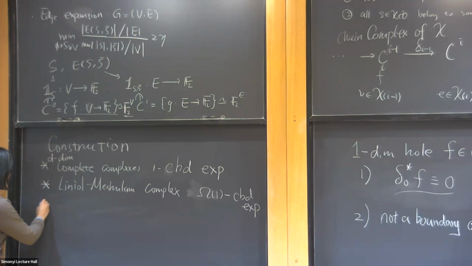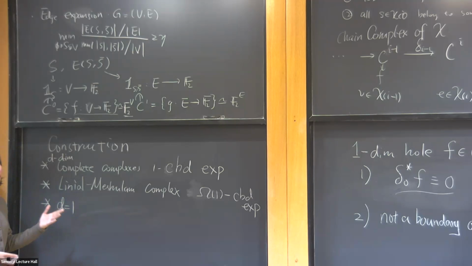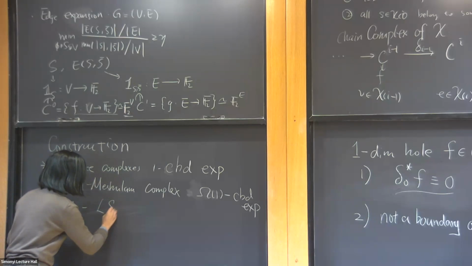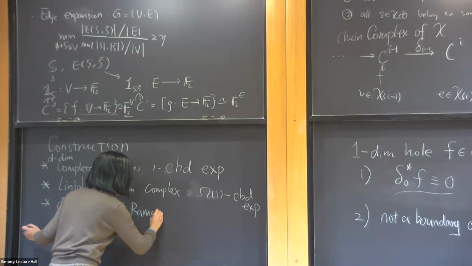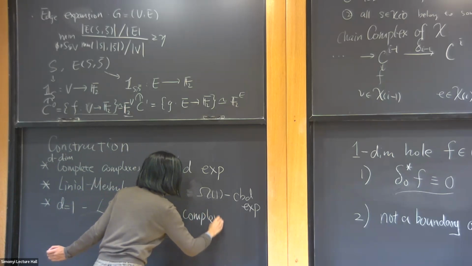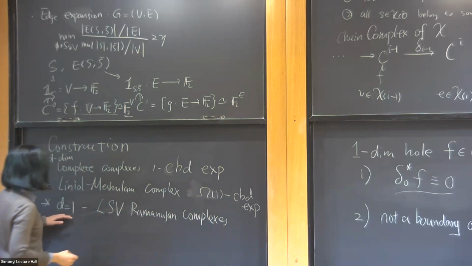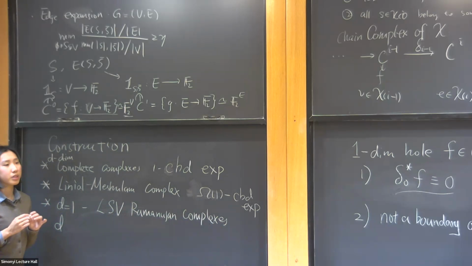In the special case of dimension d equal to 1, we actually know bounded degree coboundary expanders. So these are the LSV Ramanujan complexes. But for a general large constant dimension, we actually do not yet know bounded degree coboundary expanders. So all the cases we know are very dense ones.